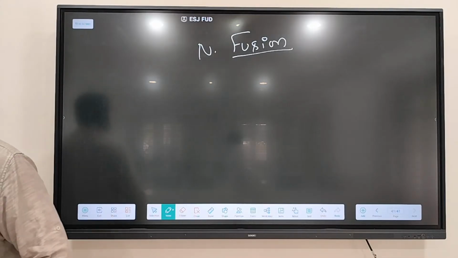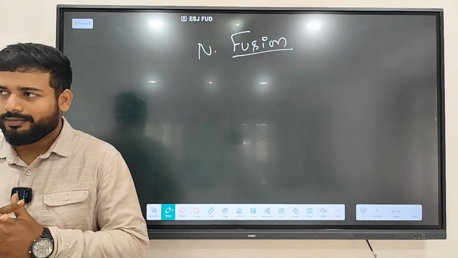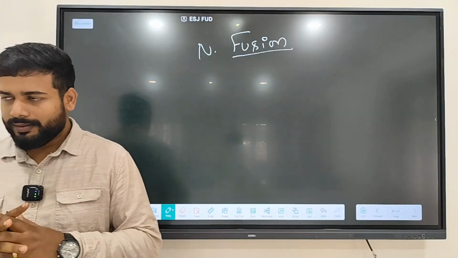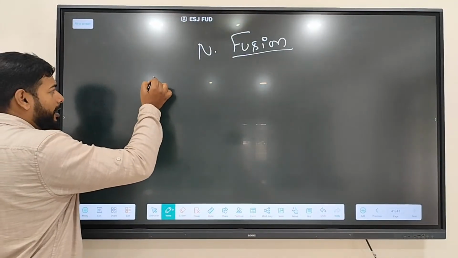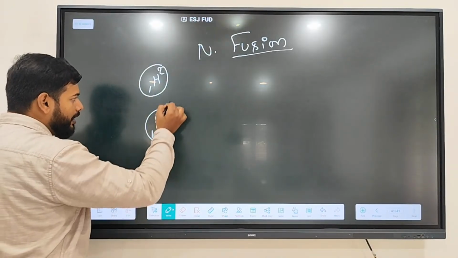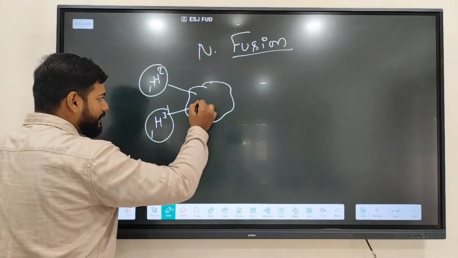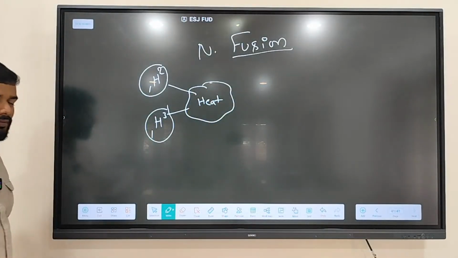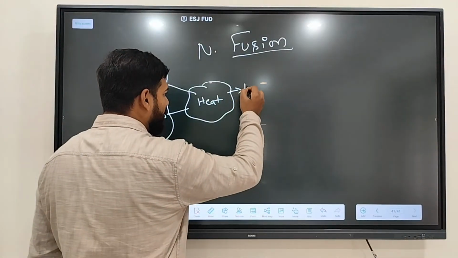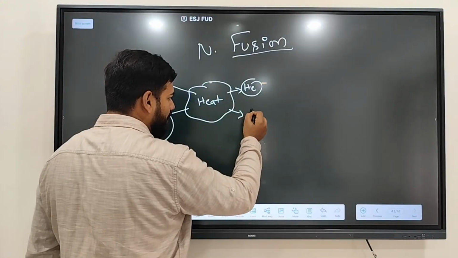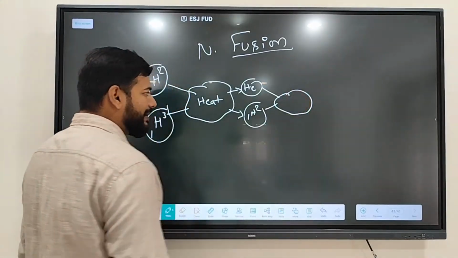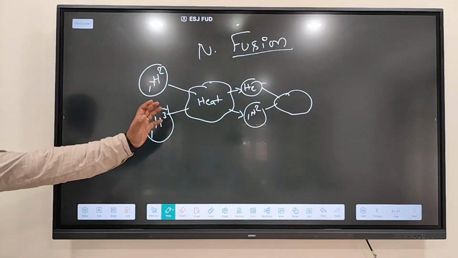Nuclear fusion reaction. Fusion means what? Combining, right? Fission means splitting. Fusion means combining. Here, heavier isotopes of hydrogen, deuterium and tritium combine to release an enormous amount of heat. Along with the heat, for example, helium, hydrogen, etc. might be produced. Again, these molecules will combine. This is also a chain reaction, a fusion chain reaction.